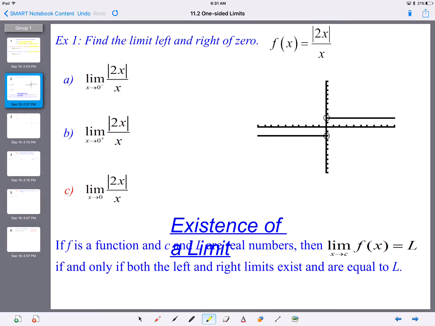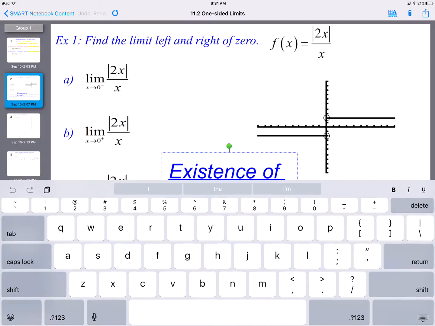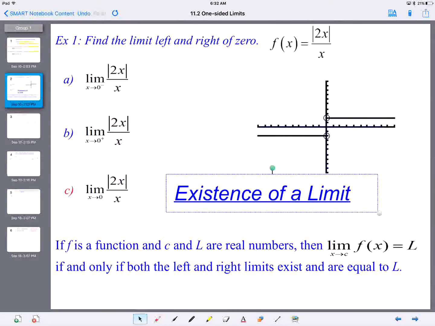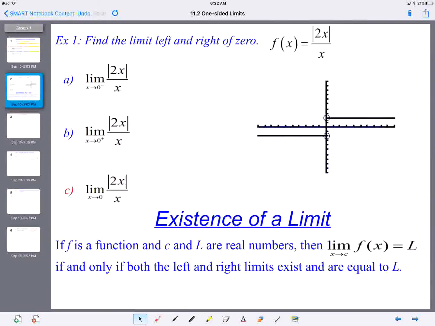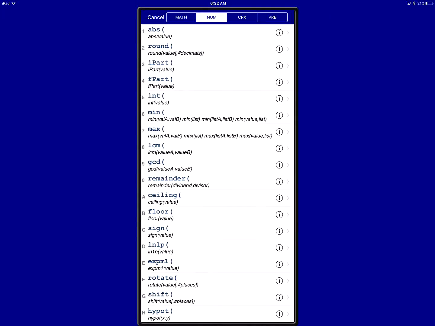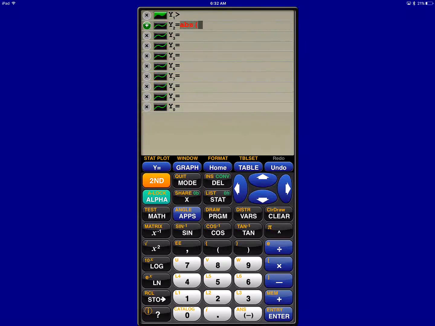On the next part here, find the limit left and right of 0. So the function is f of x equals the absolute value of 2x over x. Now, I already have this one graphed on the notes, but if you want to go to your calculator, you can do the absolute value. You have to go under math, and it should be under number. Usually it's the first one, ABS, and you'll do the absolute value of 2x, and then we're going to divide that by x. And so what we get is this.